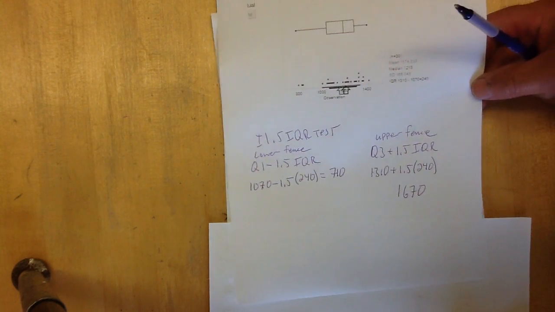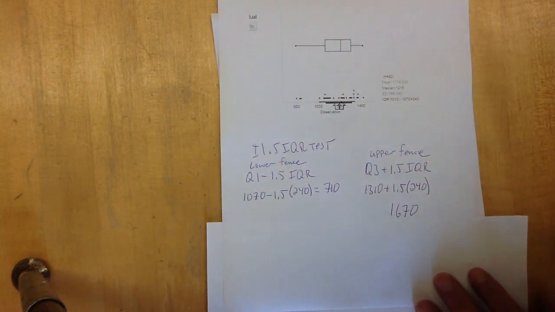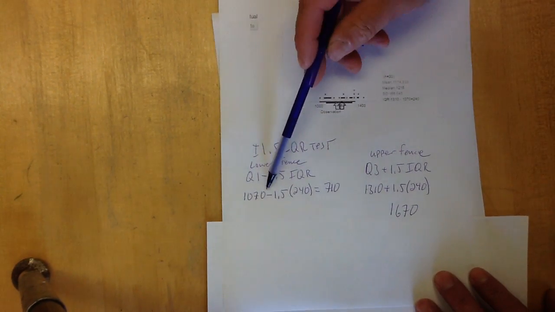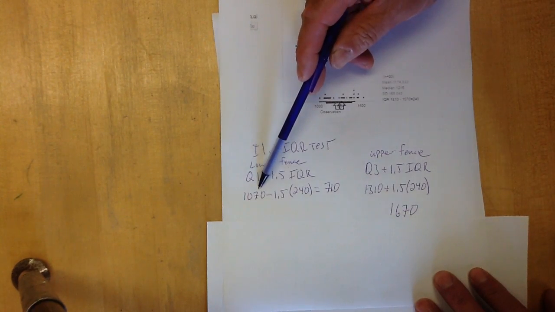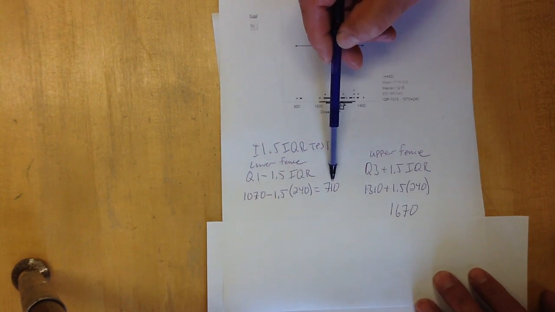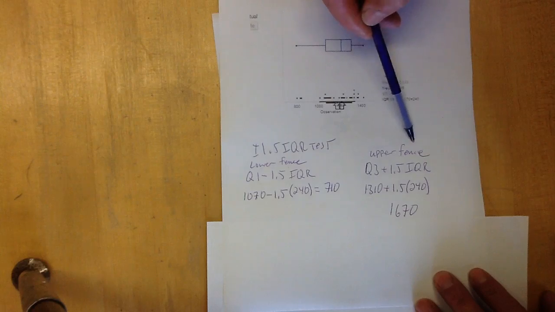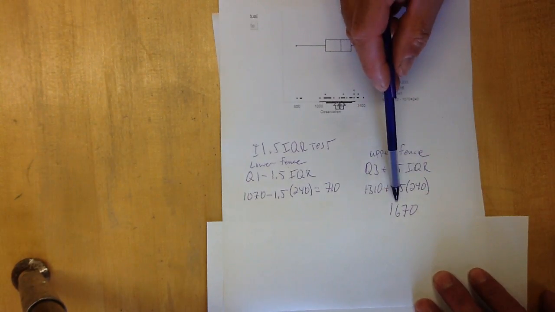And in the textbook, they talk about the 1.5 IQR test. And so I calculated these values. To get the lower fence on my outlier test, I took the lower quartile minus 1.5 IQRs. That came out to be 710. And to find the upper fence, I did the upper quartile plus 1.5 IQRs, and that was 1670.